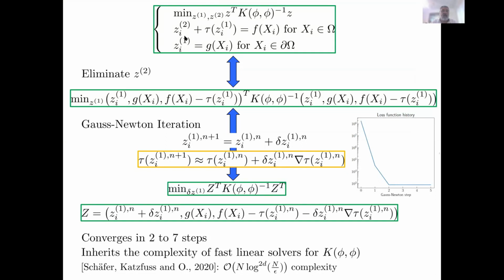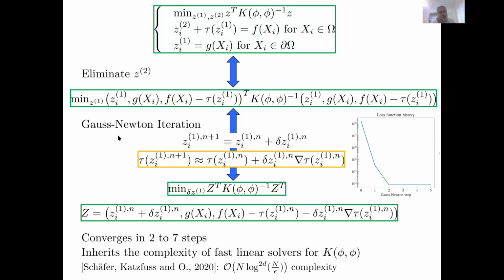Now, to solve this reduced finite dimensional constraint optimization problem, we use the constraints to eliminate one of the optimization variables, which here is the vector z2, whose entries are the values of the Laplacian of u at the collocation points. And we turn this nonlinearly constrained quadratic optimization problem into an unconstrained non-quadratic optimization problem. Now, to solve this unconstrained optimization problem, we simply use a variant of the Gauss-Newton algorithm.